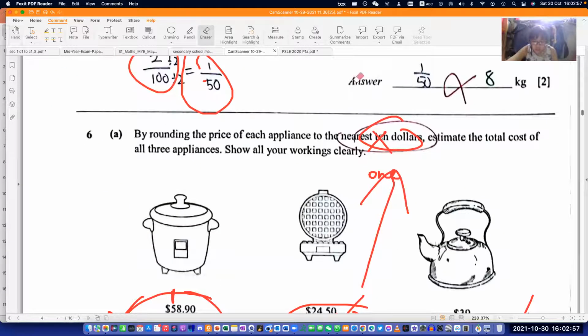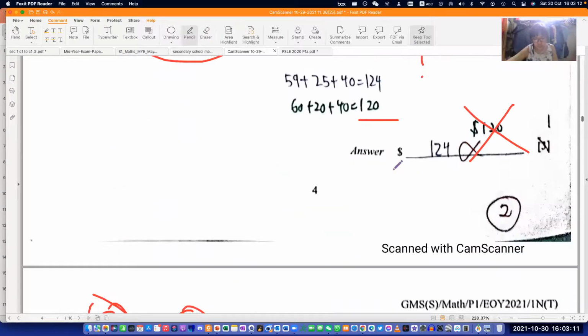So what is the keyword here? Nearest $10. So I circle the $10. So in my mind, I also need to round to $10. Am I right? Yeah. Next.